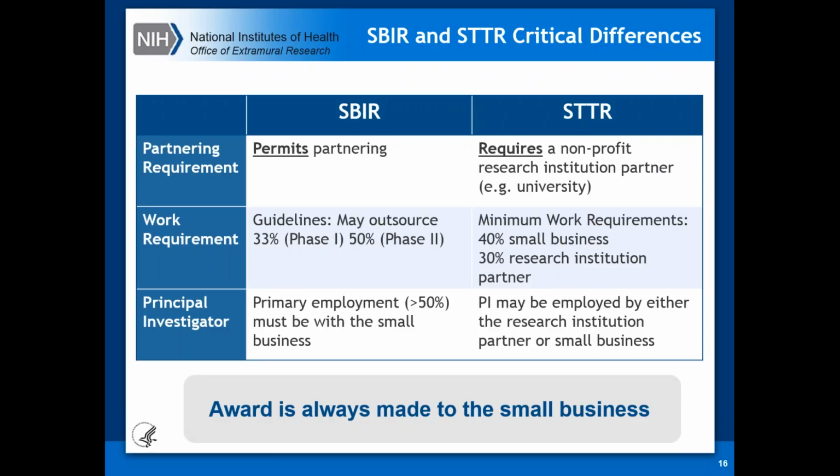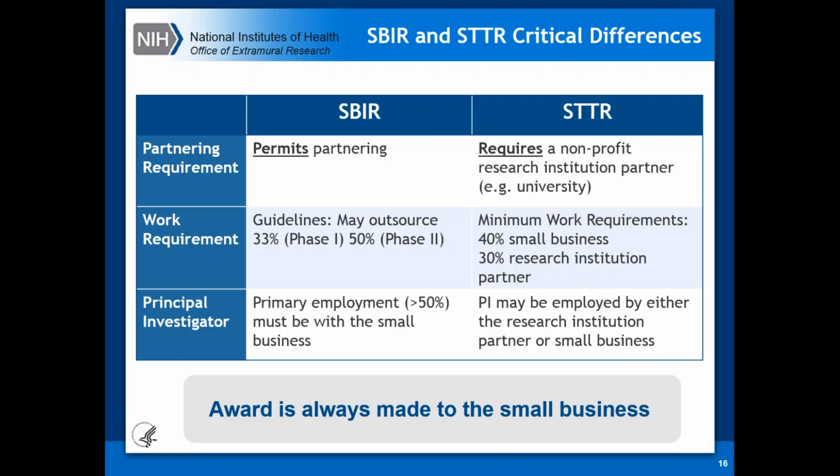So here's actually a good table which notes the critical differences between SBIR and STTR awards. As you can see, under an SBIR, with respect to partnering, SBIR permits partnering, but is not required. Under an STTR, it requires the small business to be partnered with a nonprofit research institution partner. Under work requirements for the SBIR, the guidelines are that you may outsource 33% of the work under Phase 1 and up to 50% of Phase 2.